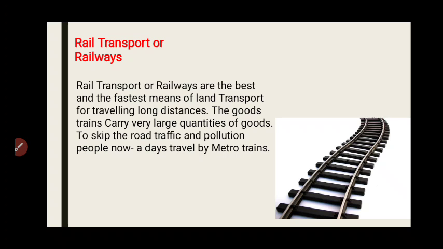And which was the first city? Kolkata was the first city to see the arrival of metro trains. In Delhi, approximately 2.76 million passengers travel by Metro Delhi. See, how many passengers? 2.76 million passengers travel by Metro Delhi.